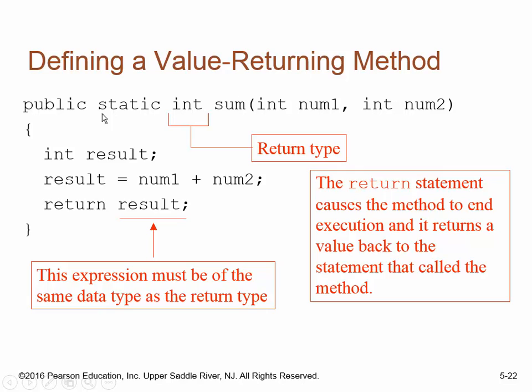So here's an example of defining a method that returns a value. We're saying here that it's public and it's static. Its name is sum. There are two variables passed into it, and it returns an integer. This int right here must be the same as whatever type you're returning. They must be of the same data type or you're going to get an error.